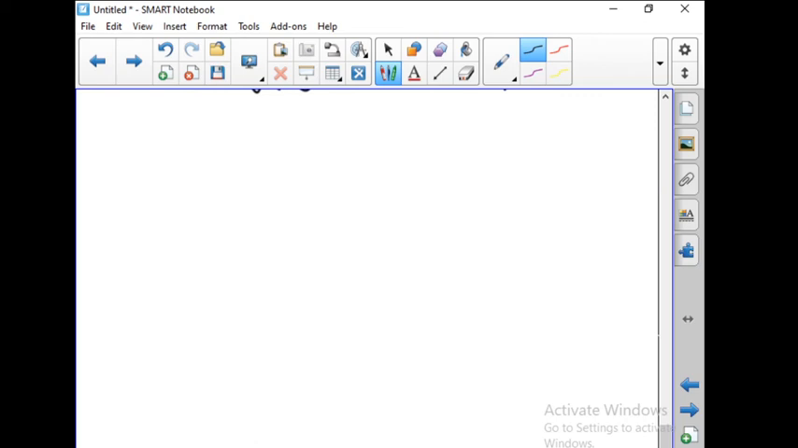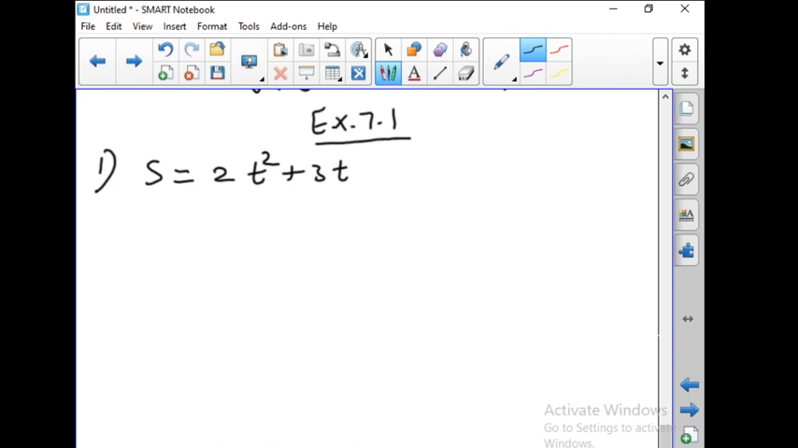So now we'll see exercise 7.1, first question. So first question is, a particle moves along a straight line in such a way that after t seconds its distance from the origin is s is equal to 2t square plus 3t meters. First part of the question is, find the average velocity between t is equal to 3 and t is equal to 6. And second one is find the instantaneous velocity.